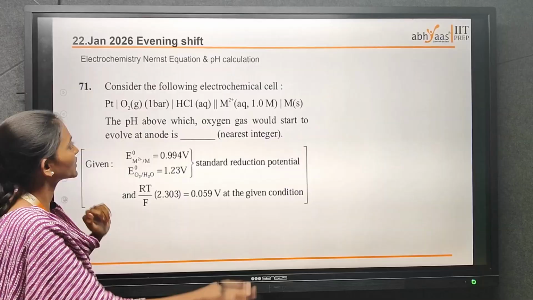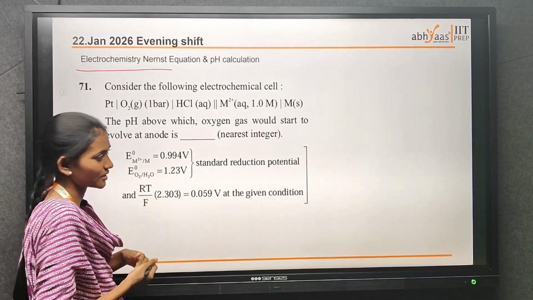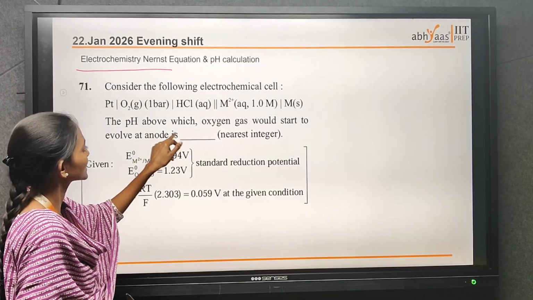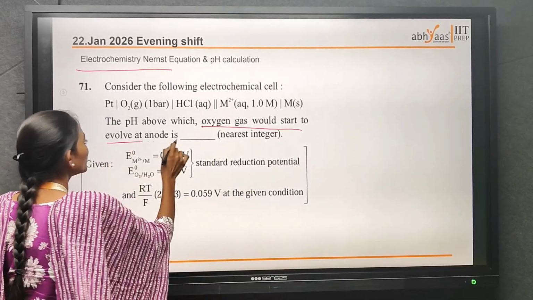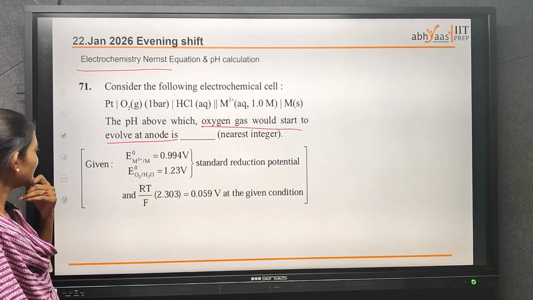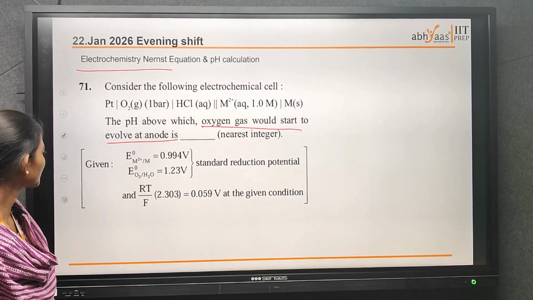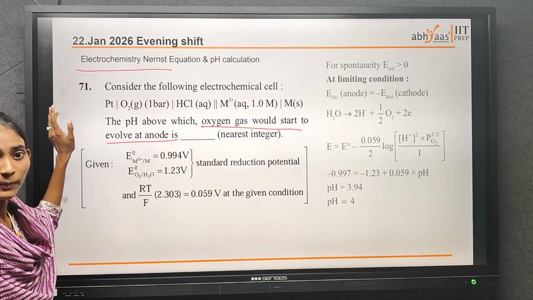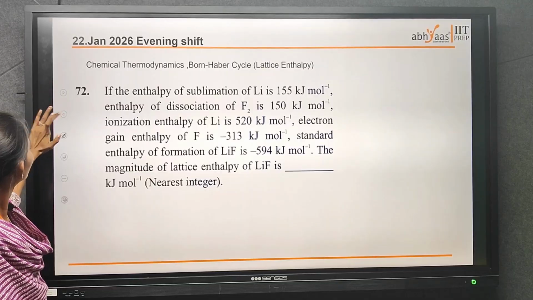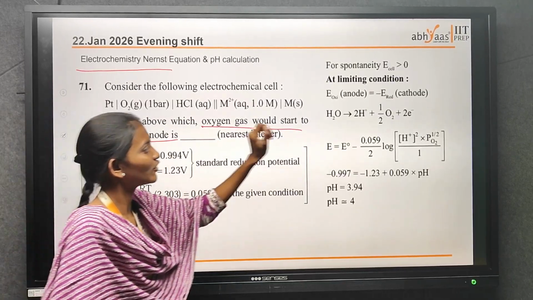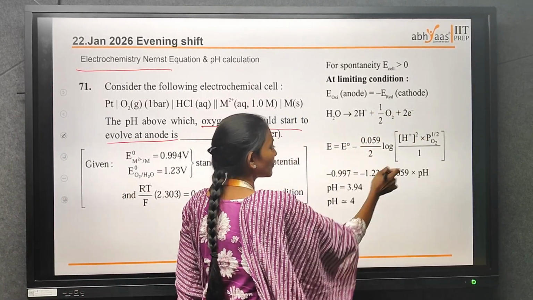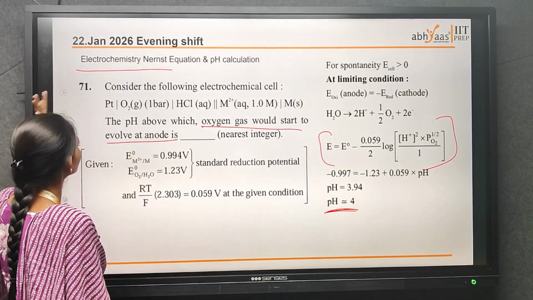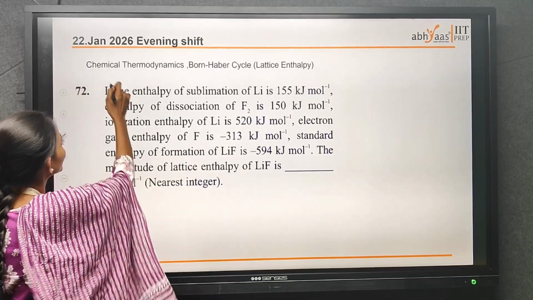See, electrochemistry. This question is from electrochemistry, applying the Nernst equation. Here they have given the following electrochemical cell and the reaction. They are asking when oxygen gas would start to evolve at the anode. So apply the Nernst equation and you will get your answer. Very simple one. Considering the anode and cathode conditions, when you calculate with the Nernst equation, you will get approximately pH equal to 4. Very simple question. Moving on to the next question from chemical thermodynamics.